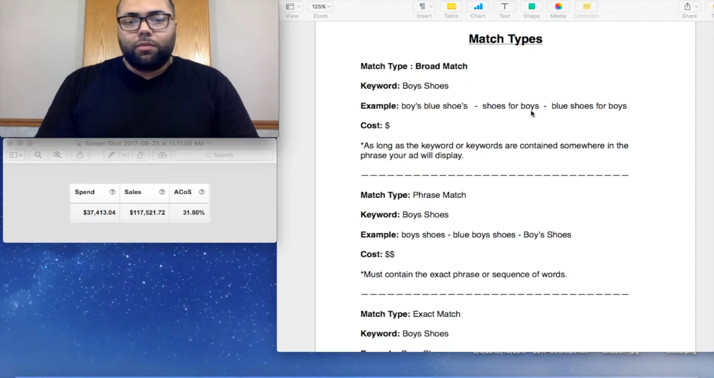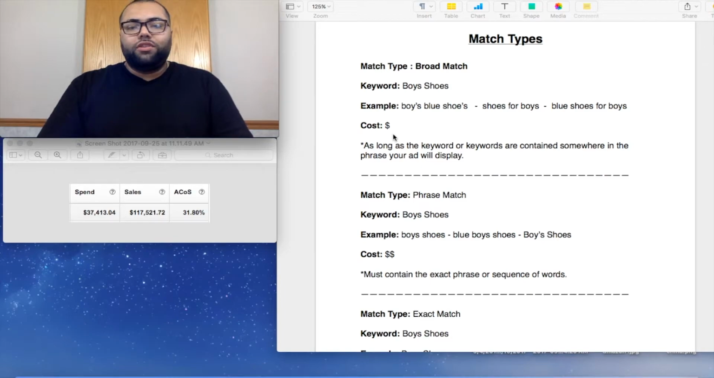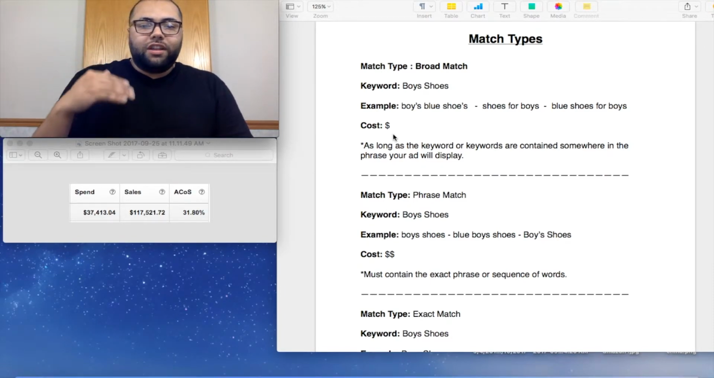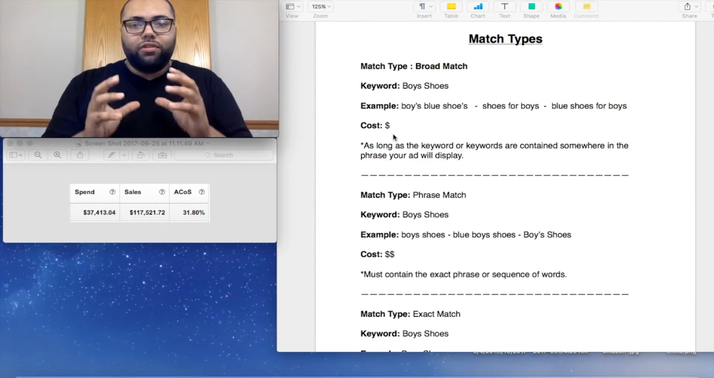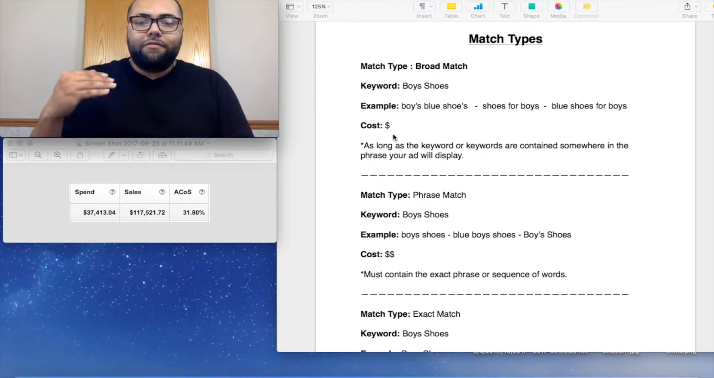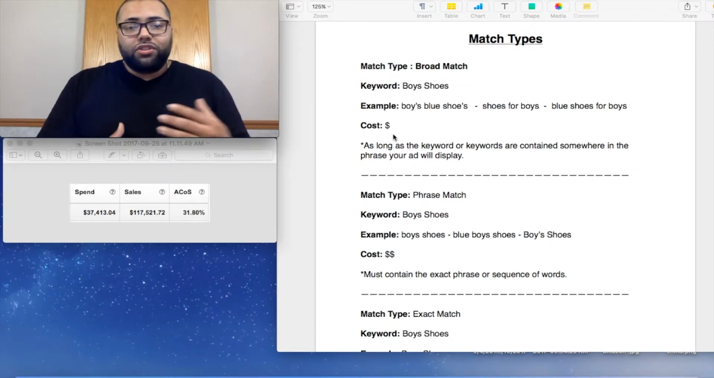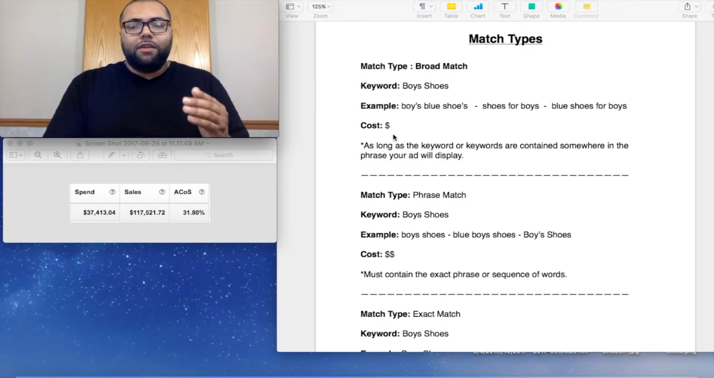Broad match, and you can see the $ right here, is going to be the cheapest because you're going to get the most impressions. It's not going to be very detailed or very honed-in search. What you're doing with broad match is trying to get the most impressions as possible for the least amount of money, the most exposure for the least amount of investment. With that being said, you can have your keyword. The keyword can be a single keyword or a phrase like boys shoes.